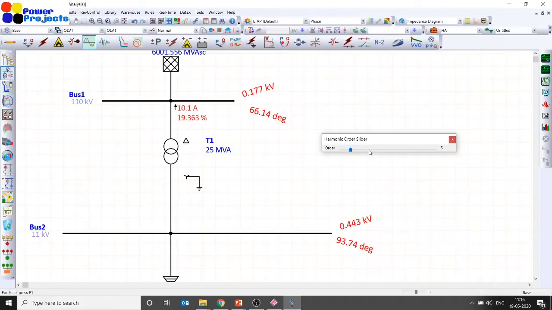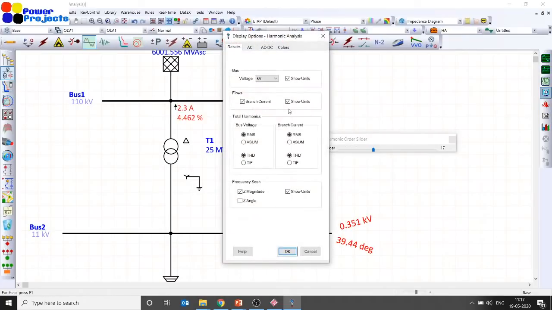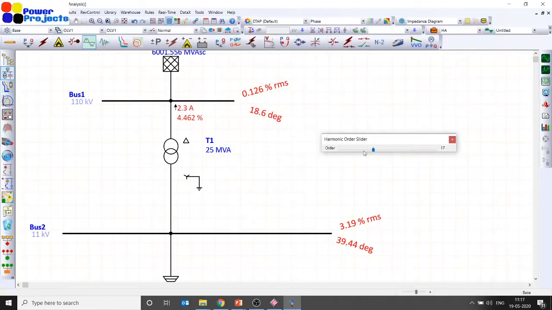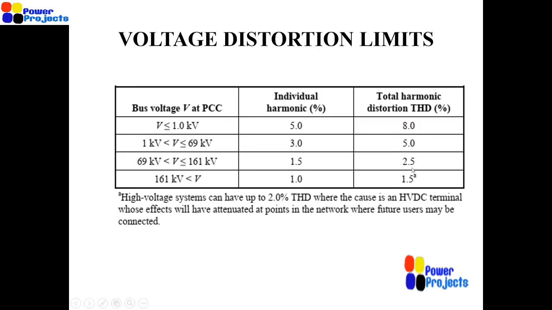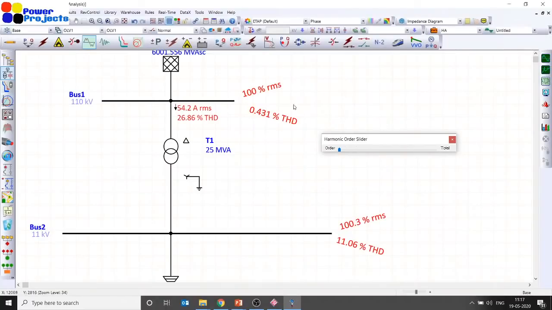If you want to find the individuals, you can divide by the 11 kV value, or it is probably displayed in percentage also, I believe, right? Yes. So the fifth harmonic is 0.16 percent, the seventh is 0.156, and so on. Our total harmonic distortion is less than the standard requirement. The standard says you can go up to 2.5 total harmonic distortion, and we are limited to 0.431.